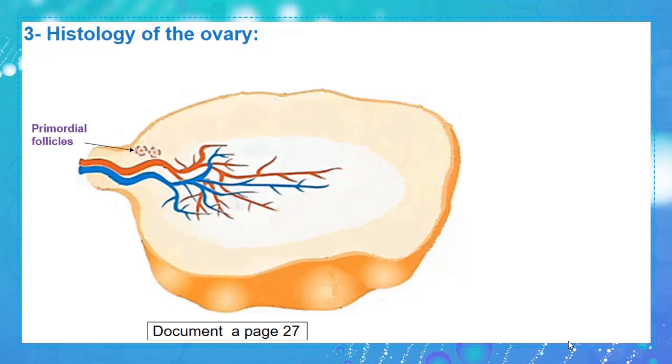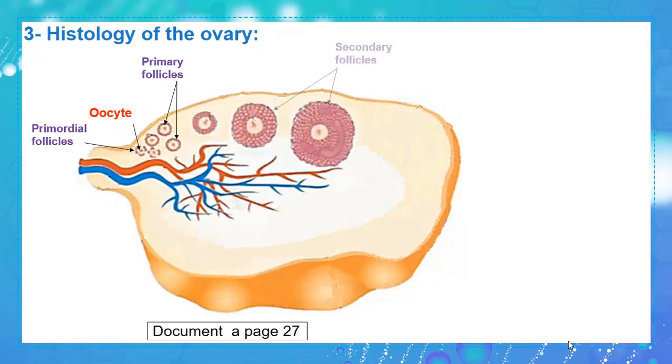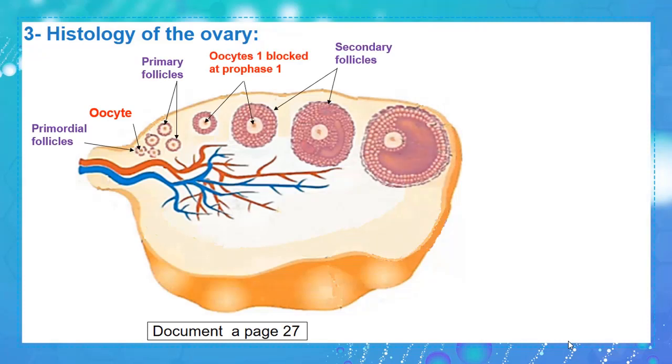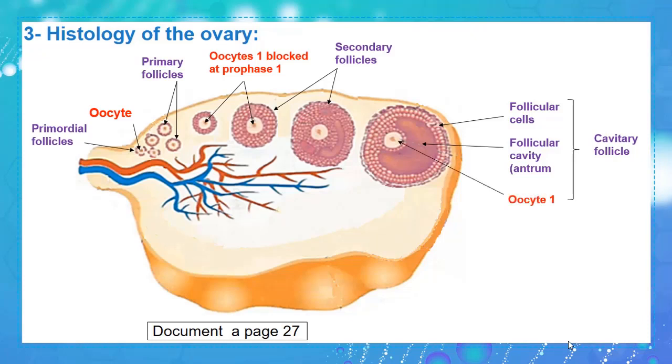You can see very small primordial follicles made of the oocyte surrounded by few follicular cells. These follicular cells multiply and the follicle grows bigger into a primary follicle. As more layers of follicular cells are added, the follicle becomes a secondary follicle that houses the oocyte 1 blocked at prophase 1. The follicular cells secrete a fluid that accumulates in a cavity inside the follicle. At this point, the follicle is known as the cavitary or tertiary follicle.